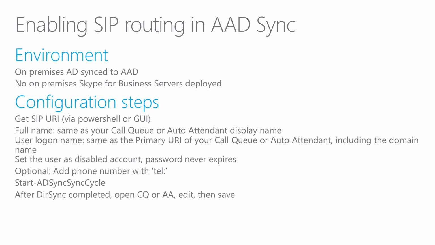Set the user as a disabled account and set the password to never expire. You can add a phone number starting with tel: to provide incoming call routing, and you should do a Start-ADSyncSyncCycle. After the sync is complete, open the call queue or the auto attendant, click on edit, don't change anything, and click save. This will commit all the changes to Azure Active Directory.